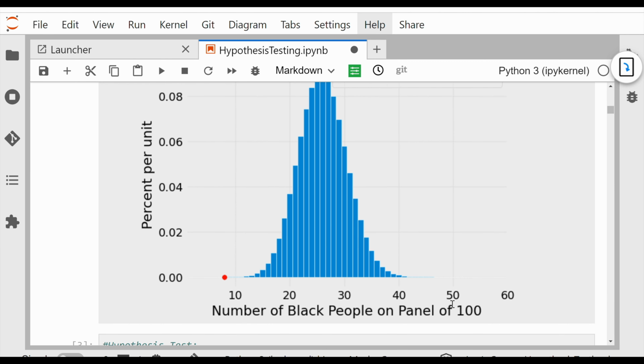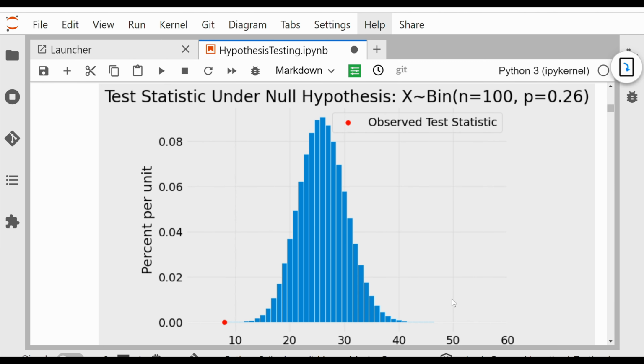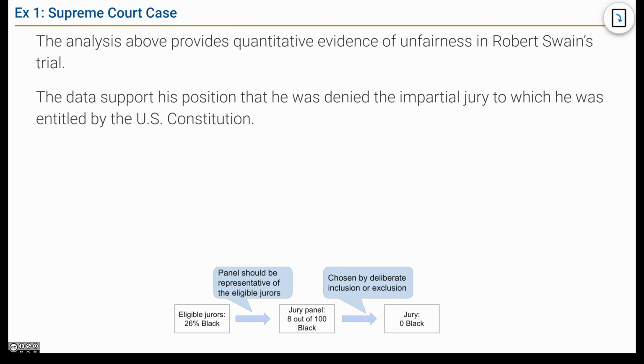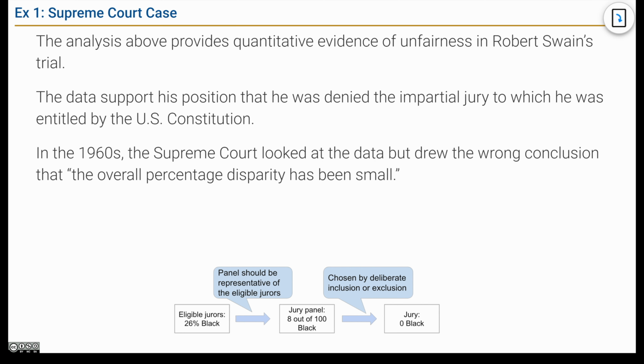So this was a pretty straightforward example because our test statistic was directly modeled by a binomial random variable. So our hypothesis test allows us to conclude that we do have quantitative evidence of unfairness in Robert Swain's trial. And the data does support his position that he was denied the impartial jury to which he was entitled.